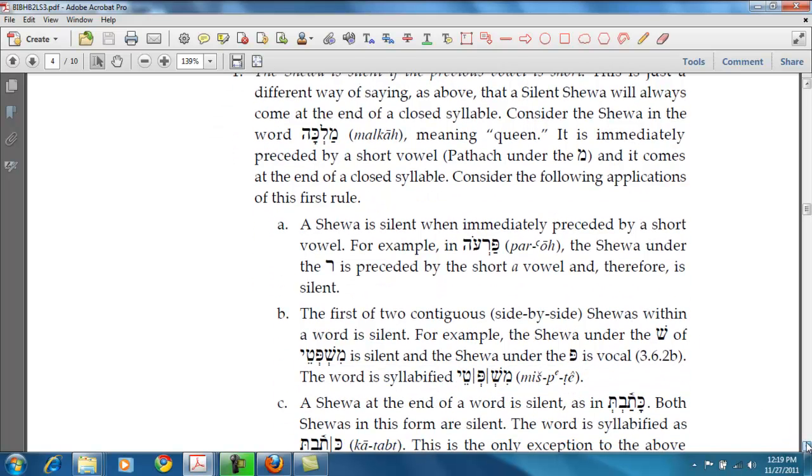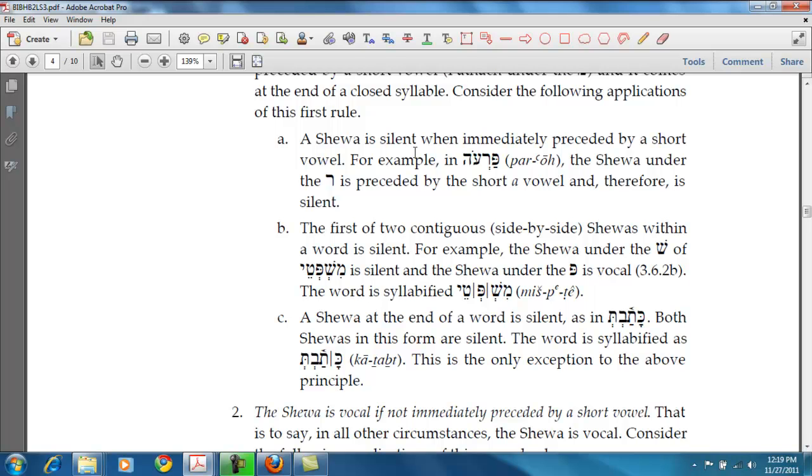Consider the following applications of this first rule. A Shava is silent when immediately preceded by a short vowel, as in par'o. You get the pei, the patach, and the resh with the Shava. That's two syllables, par'o. The Shava under the resh is preceded by a short vowel, therefore it is silent. So that's how you know it's not pa-re-o, it's par'o.